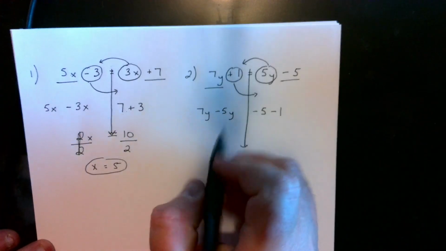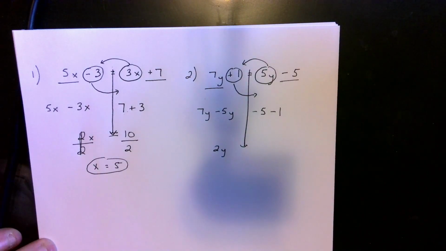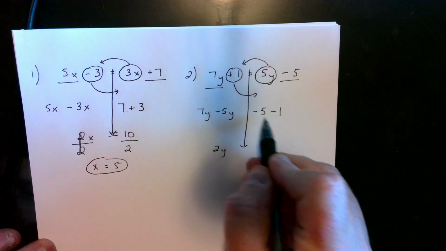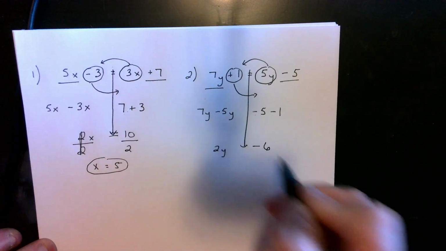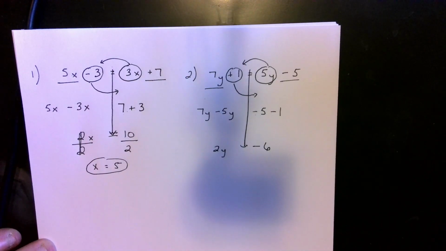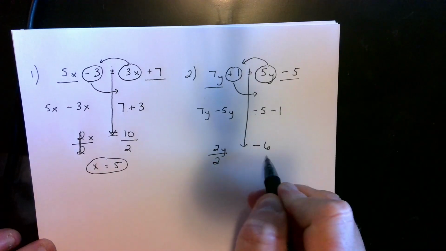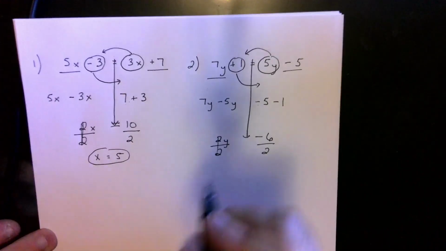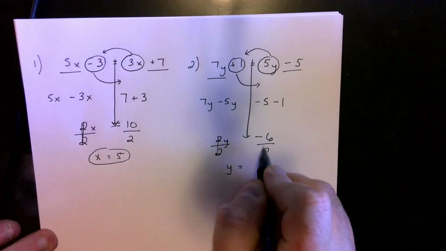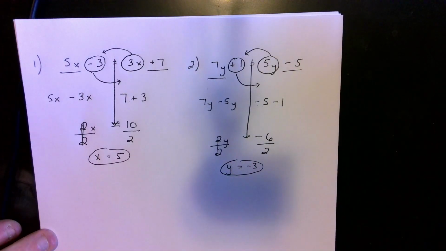7 take away 5 gives us 2y. A negative 5 minus 1 becomes negative 6. Divide by what number's in front? Divide by 2. That allows those to cancel. y equals negative 6 divided by 2, which is negative 3. And there is our solution.